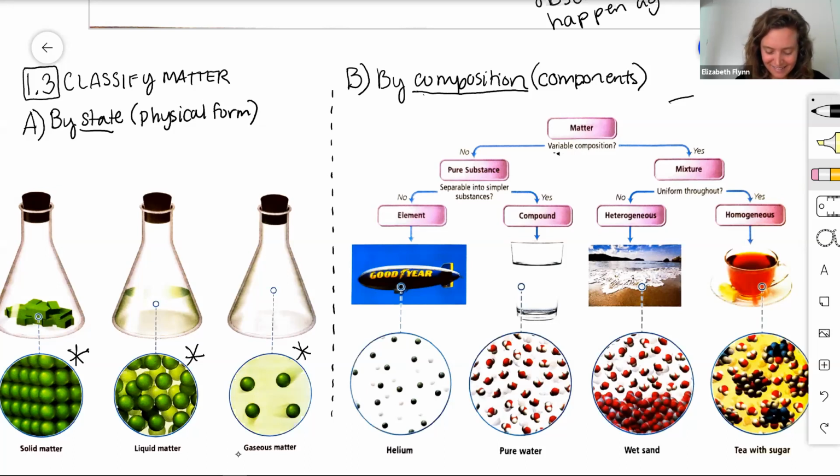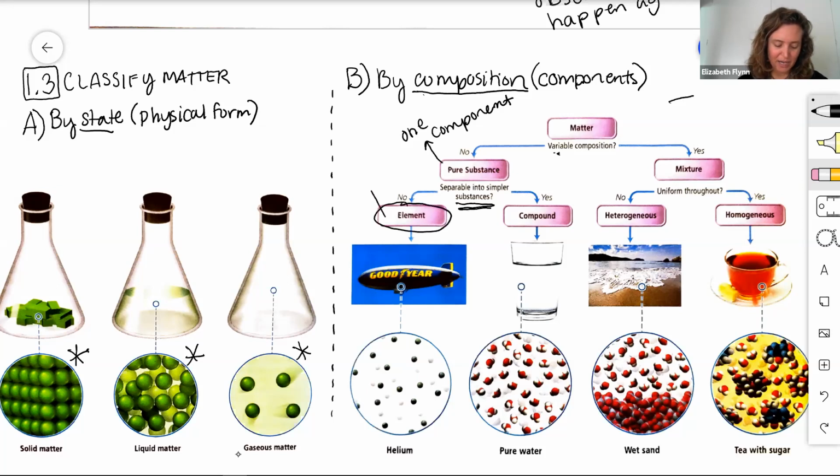Okay, so we can classify matter whether it's a pure substance or a mixture. And if something is a pure substance, that means that it is just one component. So a pure substance over here, one component. If it's a mixture, there's more than one component. And what we can ask is, is that pure substance able to be separated into simpler substances? If not, then it's an element.